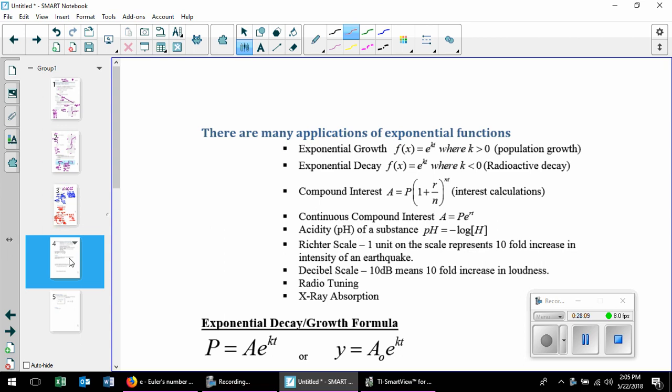So here's the thing. I can't tell you what the formula is they're going to give you on your exam, but there will be one. And if you are solving for an exponent, you need to know that you're going to be doing the logarithm. Okay? Richter scale. Those were fun.